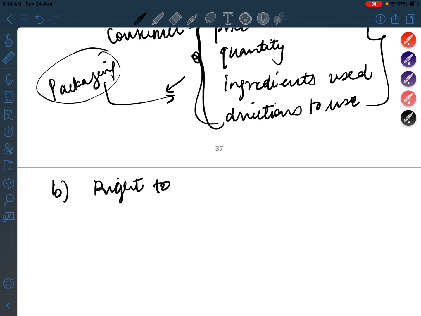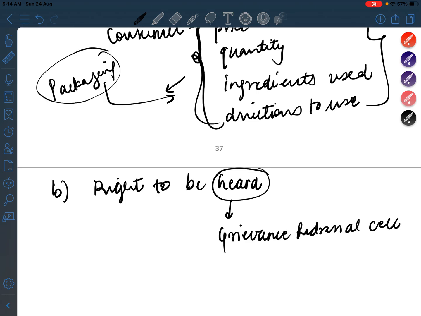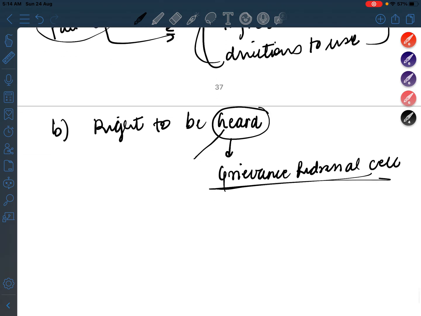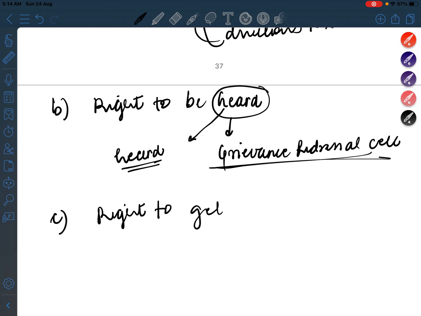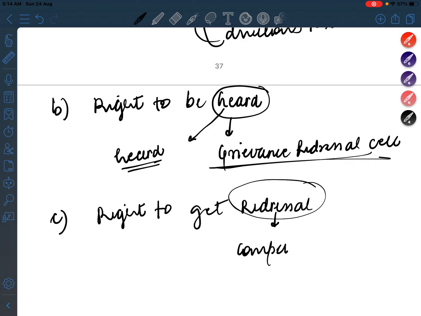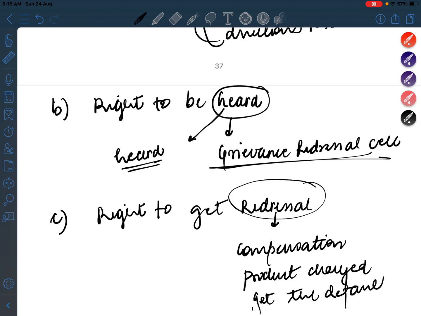Second is the right to be heard, and this is the reason why big corporate houses or big businesses have a grievance redressal cell, because it is a right of the consumer. If he is dissatisfied, he has to be heard on his complaint. Third is the right to get redressal. This includes that the consumer has a right to get compensation, or get his product changed, or get the defect corrected.